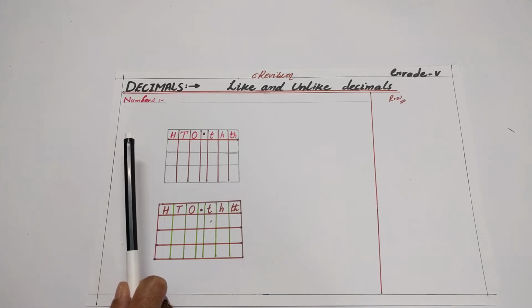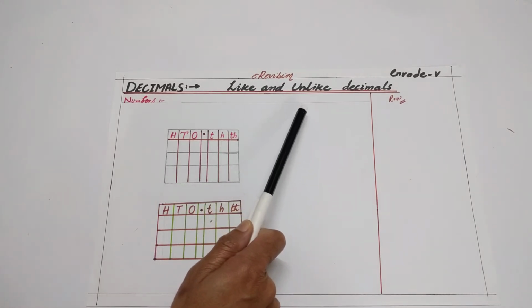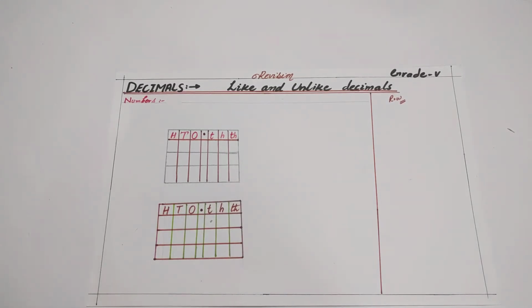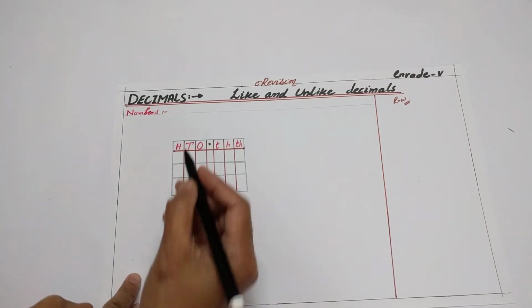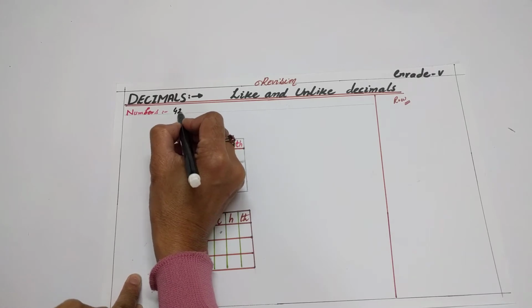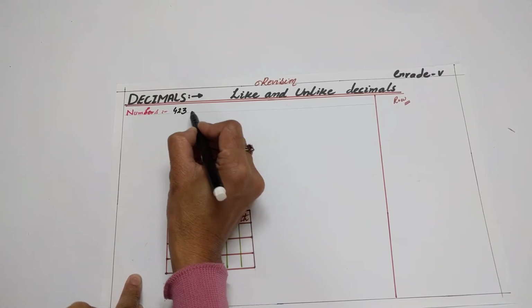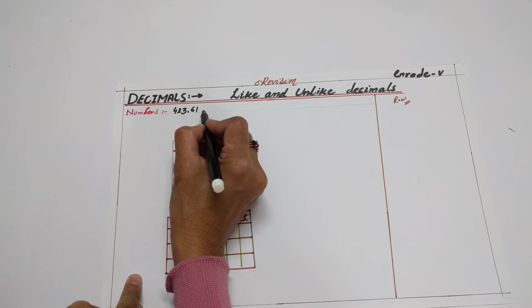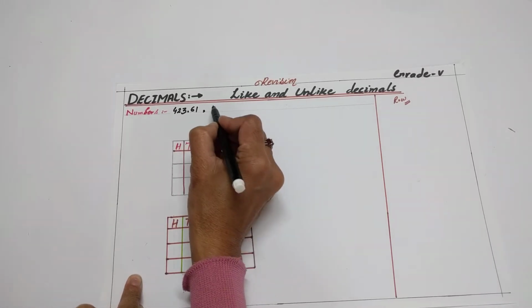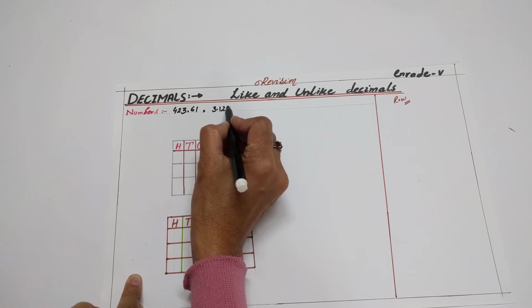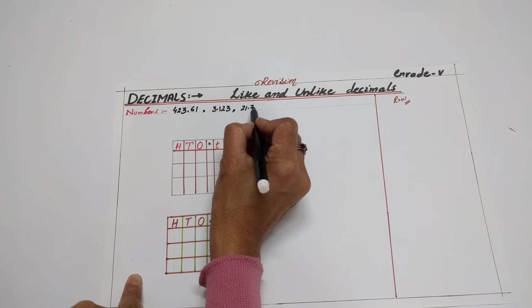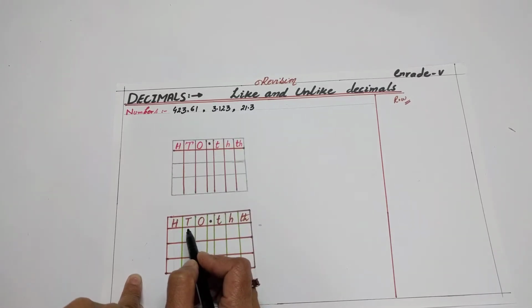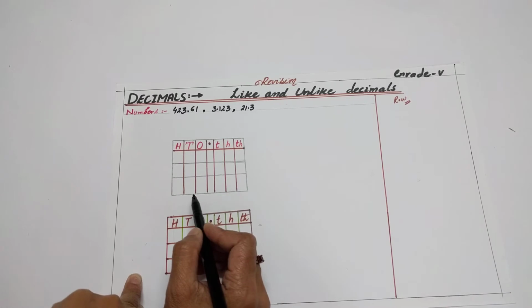Let's take an example for like and unlike decimals. Here I have some numbers. I will explain like and unlike decimals with the help of an example. So let's start. The numbers are 423.61, the second number is 3.123, and the third number is 21.3. Now these are three different decimal numbers.